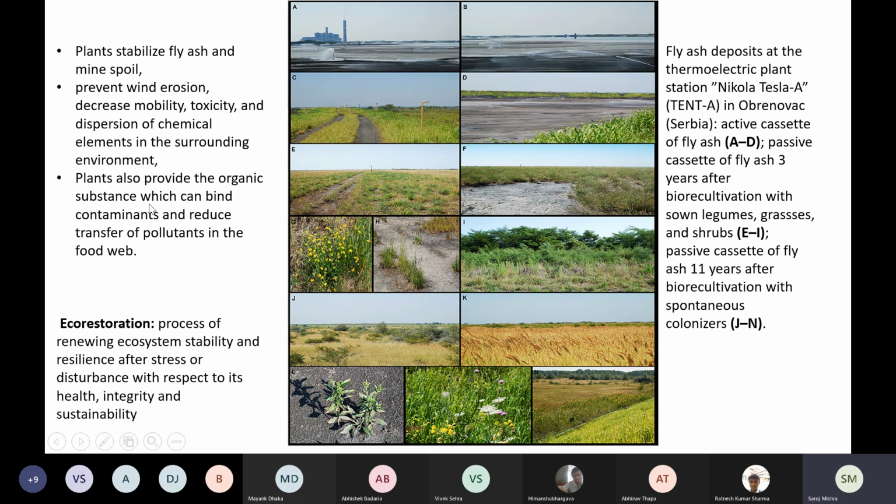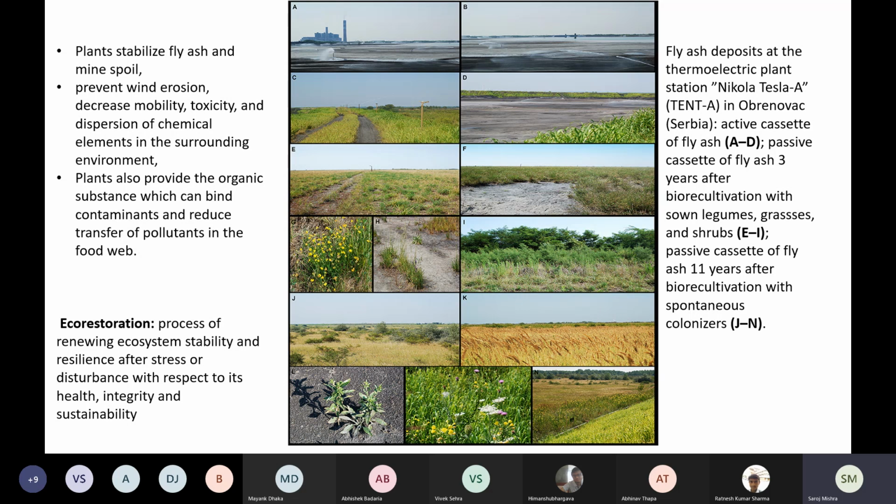Then plants also provide organic substances, like we looked at the organic acids and so many other exudates, or the plants will bring in mycorrhiza, because there are certain legumes also. You see here, the biocultivation has been carried out with some legumes. So legumes are already nitrogen fixers, as a result of which the soil becomes enriched in nitrogen.